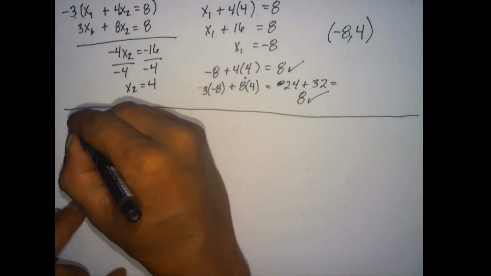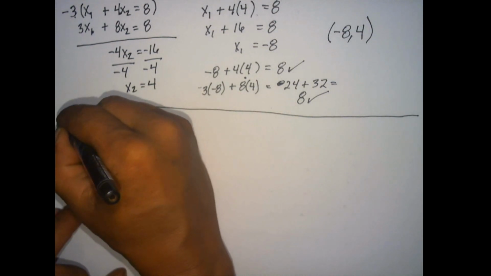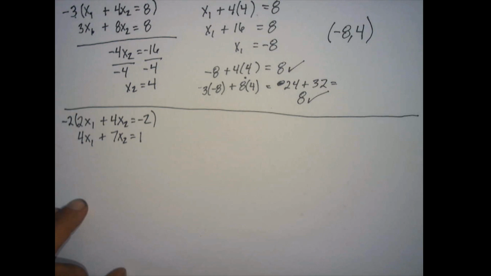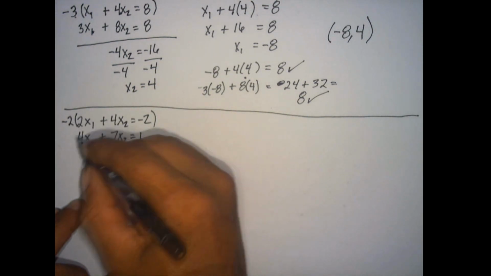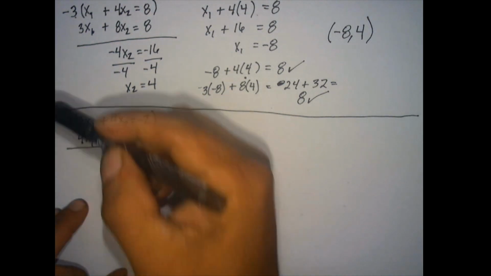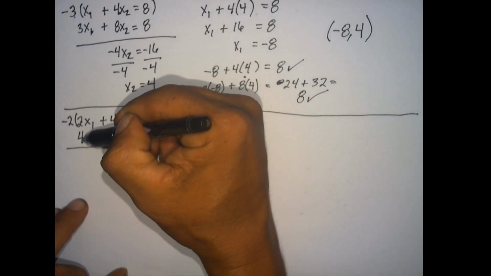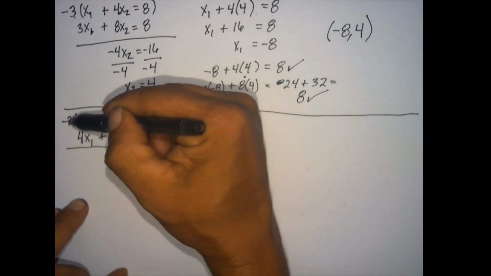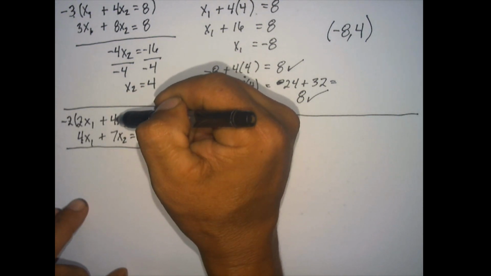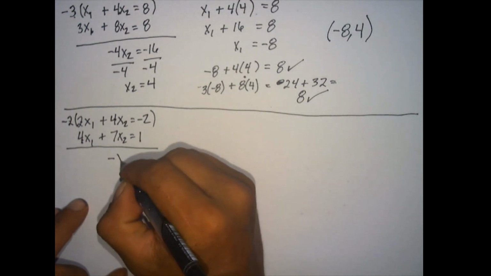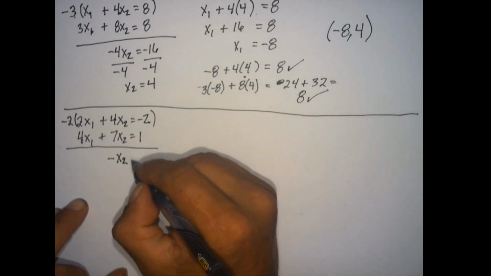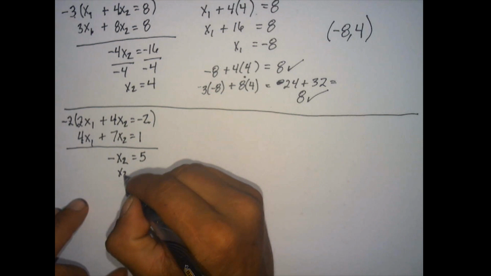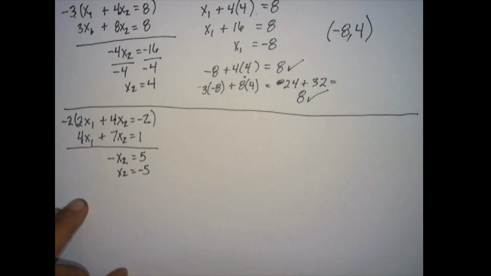As you can see, if I multiply this entire equation by -2, instead of first dividing it by 2 and then multiplying it by 4, which is the same as multiplying it by -2, we can eliminate this way as well. So if we do that, -2 times 2 is -4, and -4 and 4 is 0, so that eliminates x1. -2 times 4 is -8. -8 and 7 is -x2. And -2 times -2 is 4, and 4 and 1 is 5. So that must conclude that x2 is -5, if we divide both sides by -1.